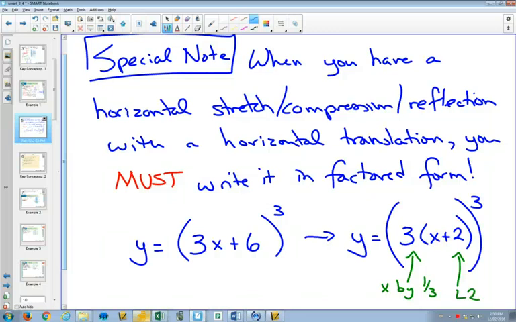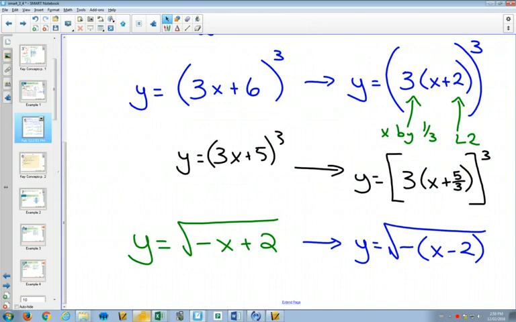It's only the second one that tells us how that graph is going to be transformed. We're going to multiply x by 1/3, and then we're going to go left 2. Okay, so there's some more examples, and the questions you can do are 4, 5, and 6.